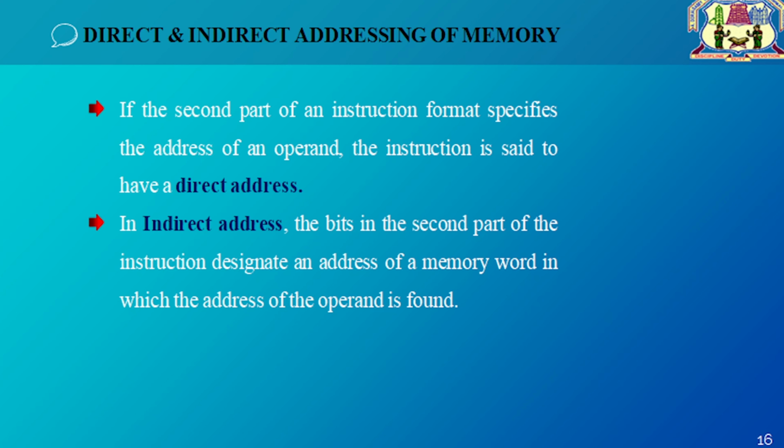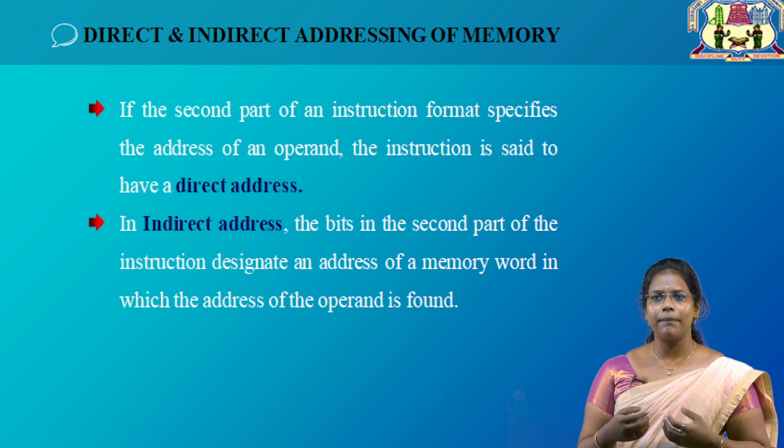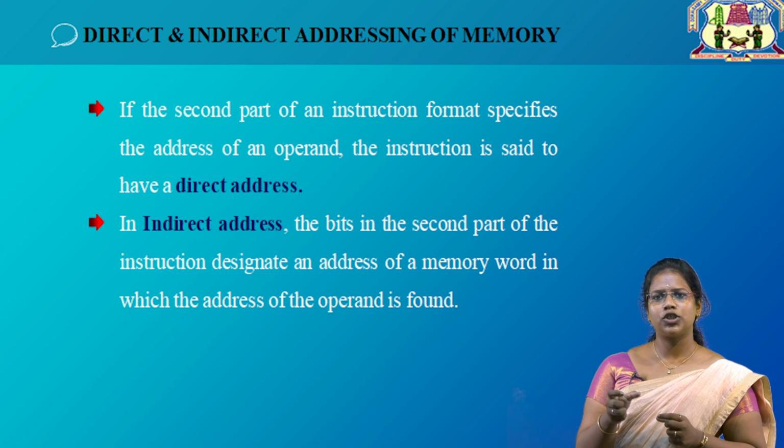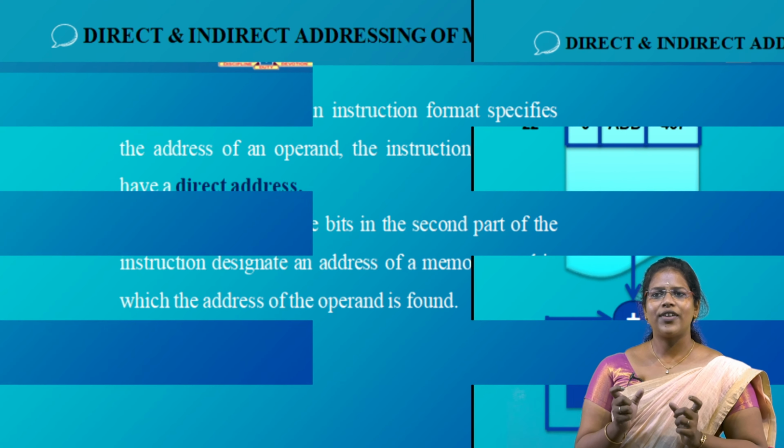Let us see visually. Suppose this is our memory. In this, the instruction is written with the I bit set to 0, and the opcode ADD 457. Now the memory location we are defining is 457. We have an operand available there. So in direct addressing, what will happen is this operand would be fetched and added to the accumulator, and the result will be stored back to the accumulator. So this is direct addressing.